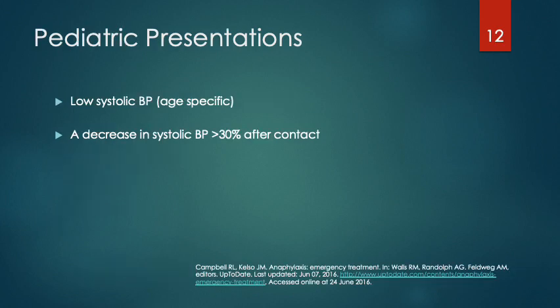In your pediatric population, using the pediatric assessment triangle will allow you to quickly and effectively match a history of contact with the symptoms for you to act. And this is a low systolic blood pressure, which is age-specific based on the calculation that you use, and/or a decrease in your systolic blood pressure greater than 30% after exposure.